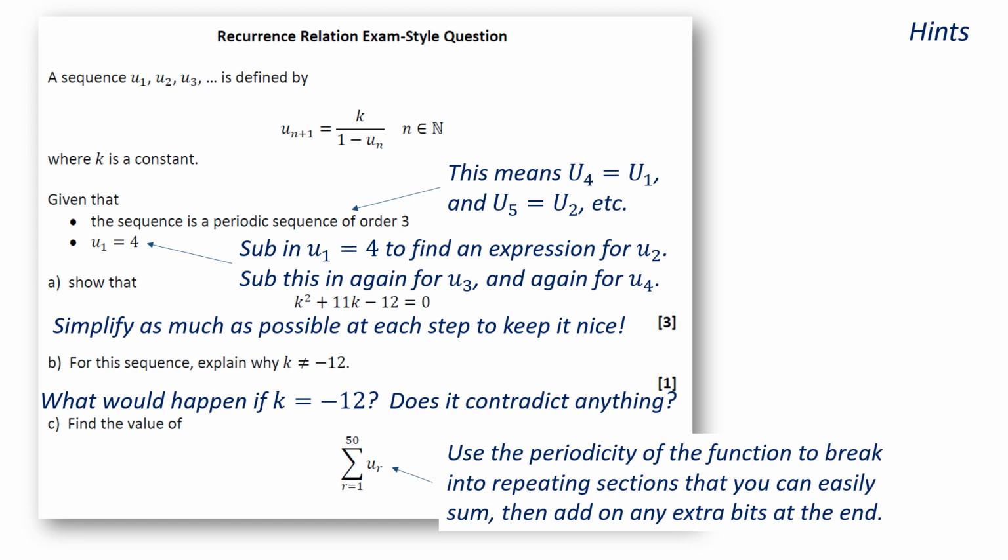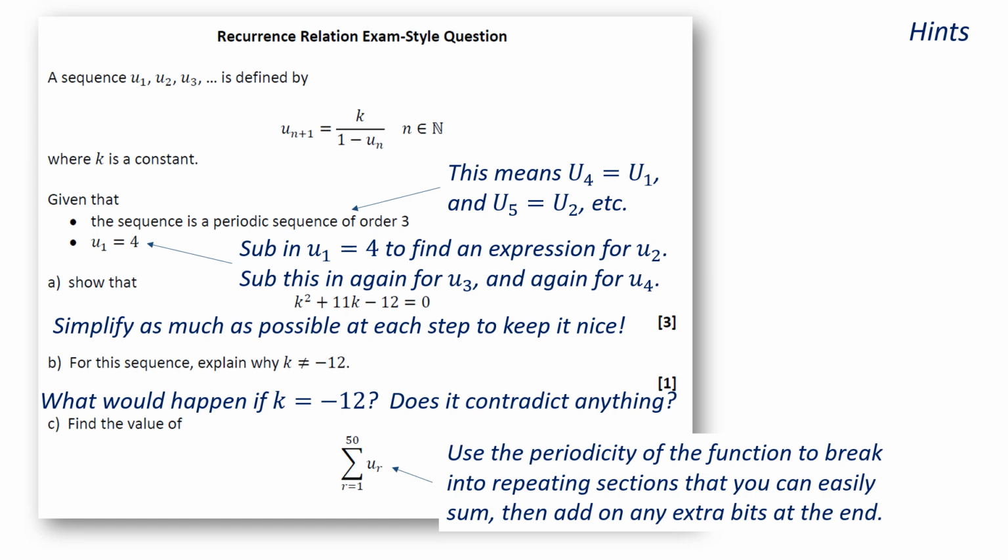And then for the final part, remember your summation notation. R equals 1 to 50 just means you're going to go through 50 times looking at UR, where R takes values of 1, 2, 3, and so on, all the way up to 50. It's just a fancy way of saying U1 plus U2 plus U3, and so on, all the way up to U50, the 50th term.